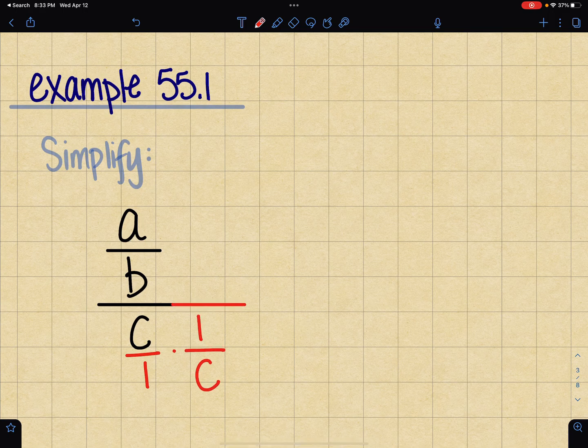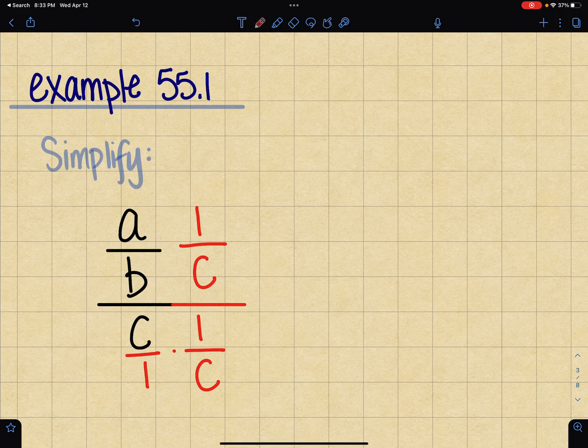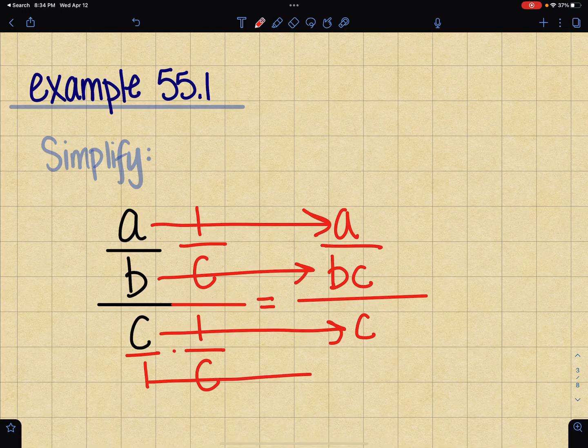Denominator, numerator, same quantity rule. We're going to multiply the top by the same thing. This is just like multiplying by 1. You didn't change anything. You didn't change the value of the fraction. You're just simplifying. Now we multiply straight across, baby. A times 1 is A. B times C is BC. Multiply straight across. C times 1 is C. Straight across. 1 times C is C.